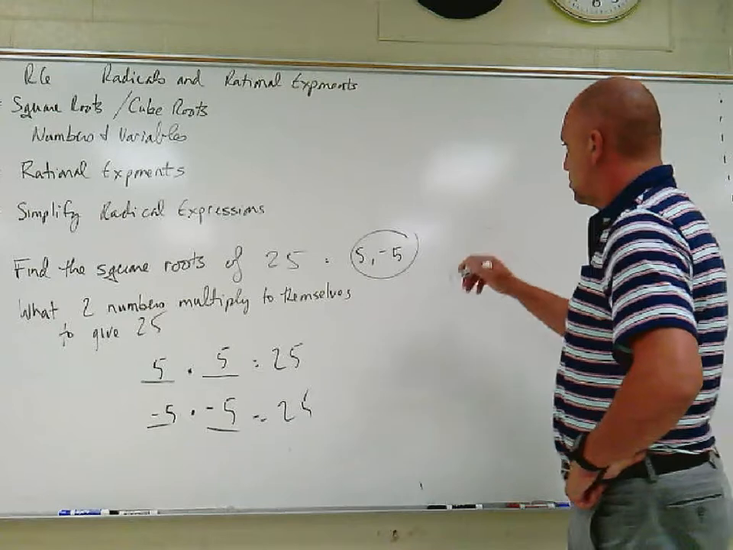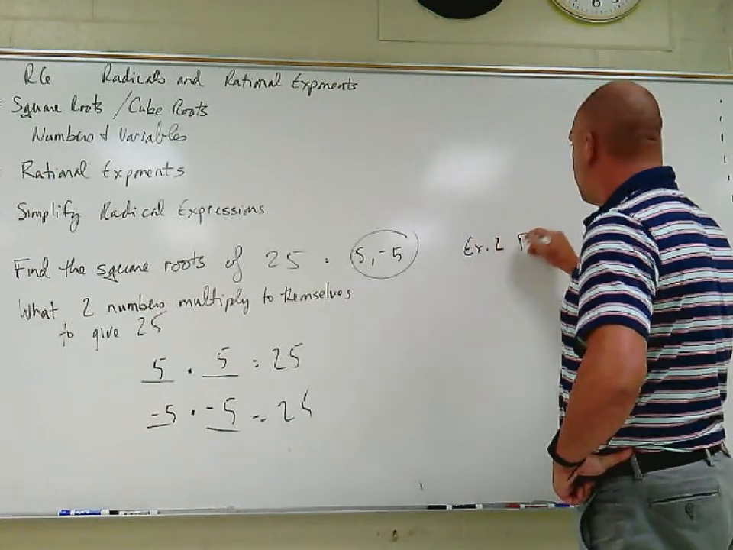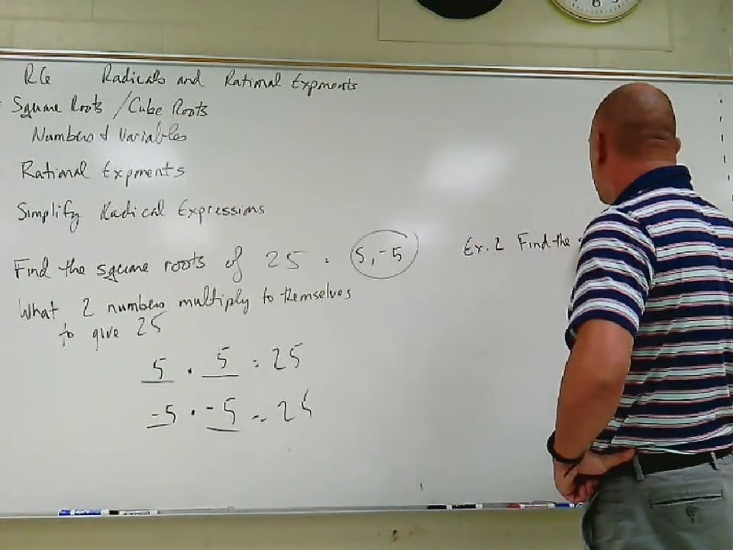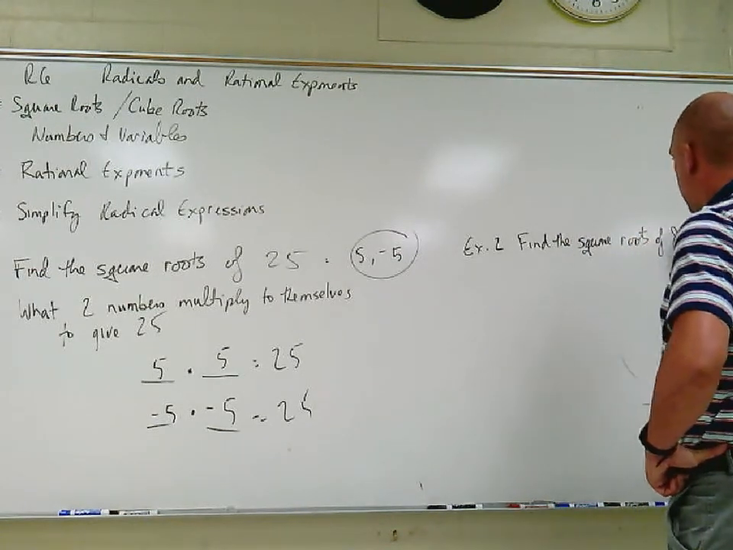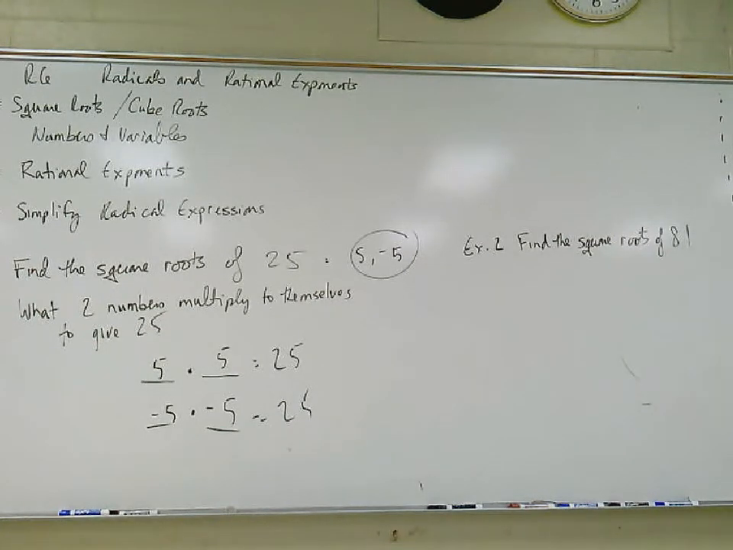So, example 2, find the square roots of 81. So you'll separate your answers by a comma. Of course, one is positive, one is negative. All right, so what are the square roots of 81? 9 and negative 9. Okay?